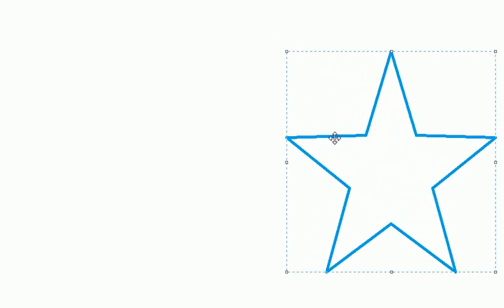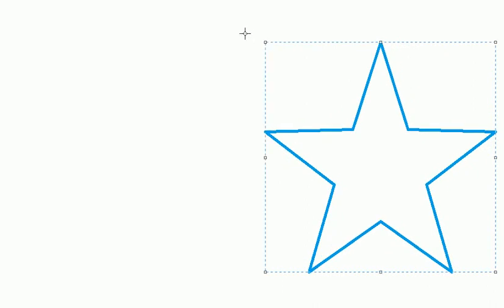Let's draw star. What is it? Star. Let's fill it up. And S-T-A-R. Star.